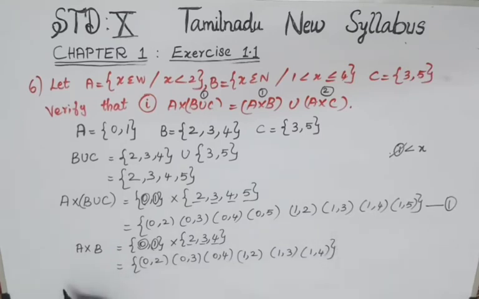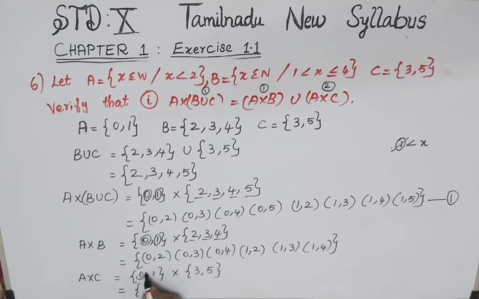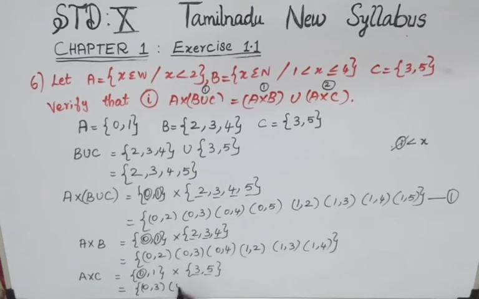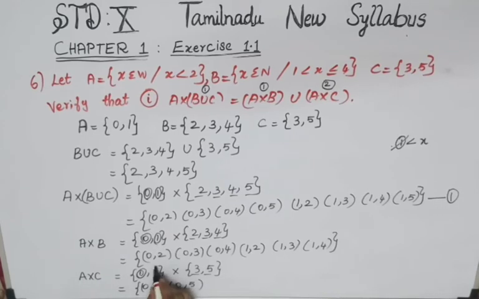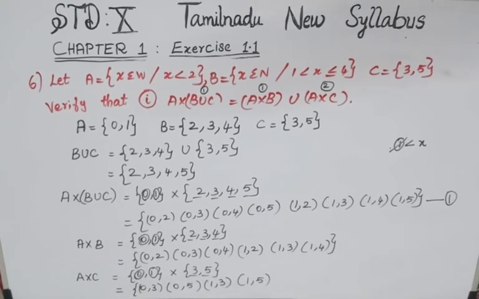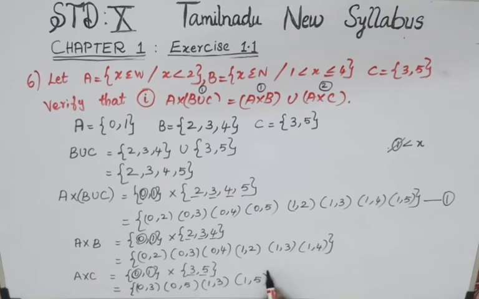So close your bracket. The next one is A × C, you will have to find it. Write your A again, {0, 1}, cross C, which is {3, 5}. Open your bracket, the first element in A joined with these two elements: (0,3), (0,5). Then 1 has to be joined with these two elements: (1,3), (1,5). Since we have finished the elements, close your bracket.